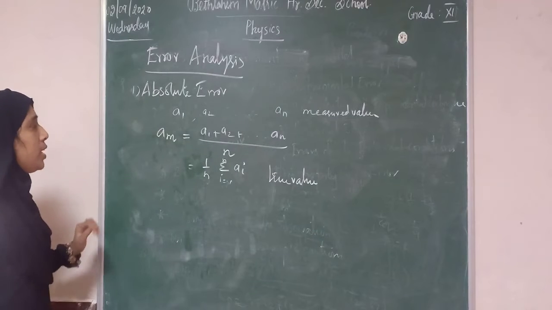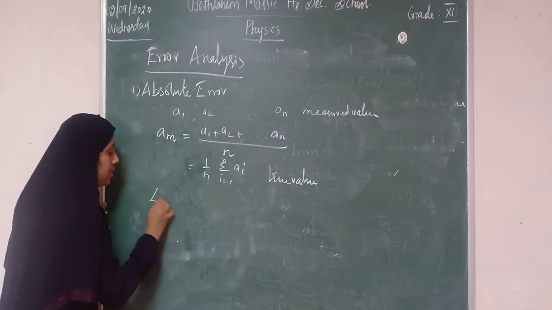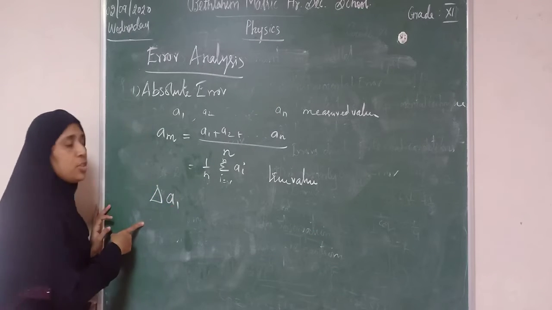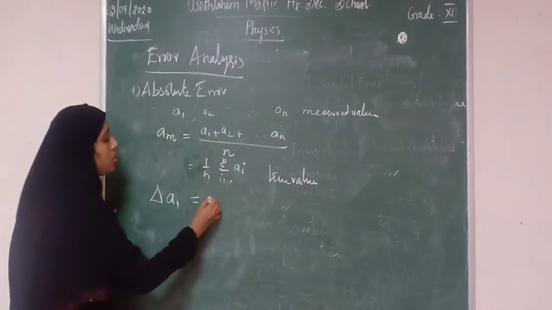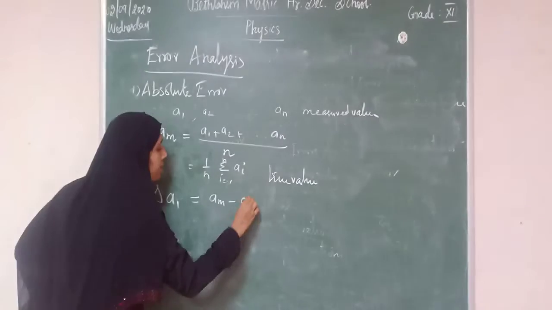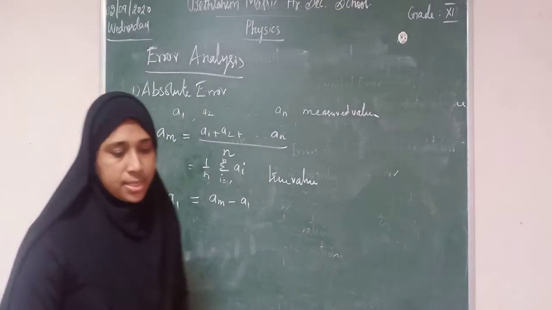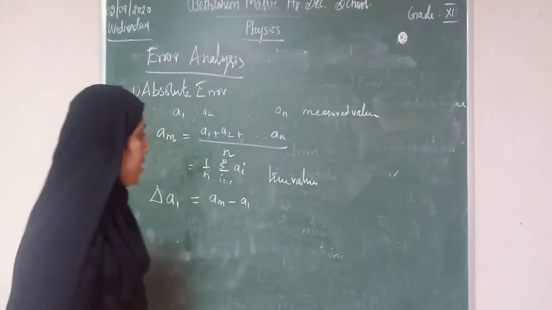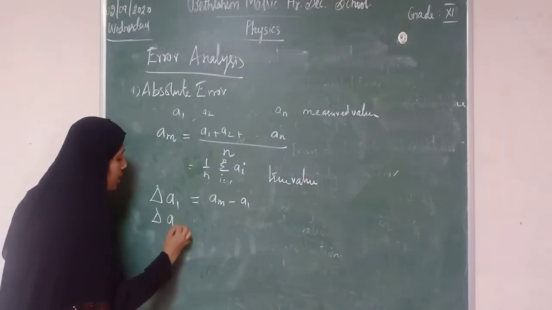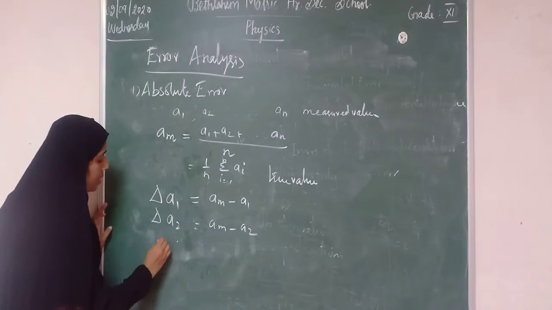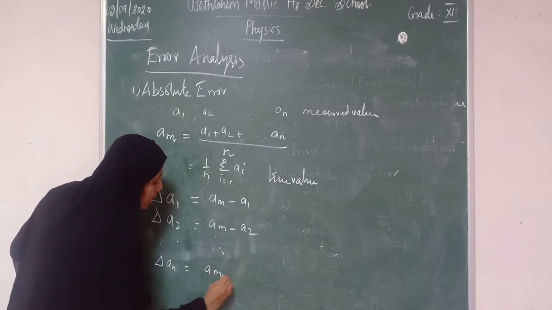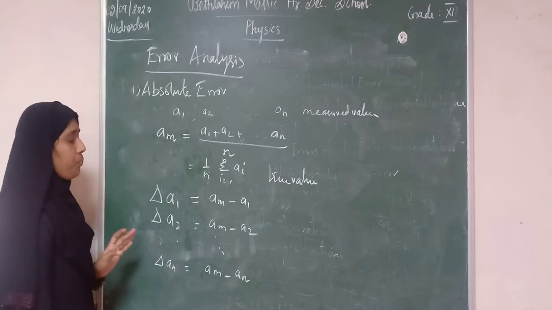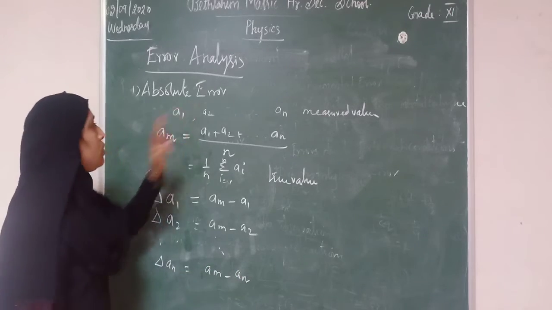What is absolute error? Absolute error for the first measured value can be written as delta A1 is equal to AM minus A1. Absolute error for the second measured value, delta A2, is equal to AM minus A2, etc. Delta AN is equal to AM minus AN. So this is about absolute error.